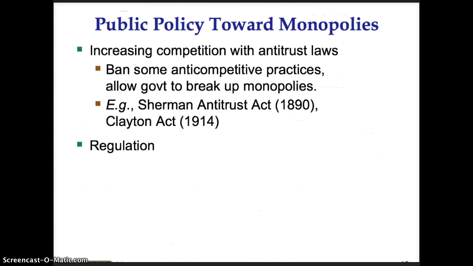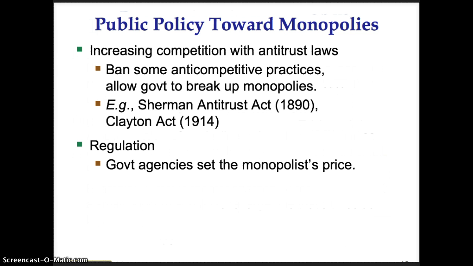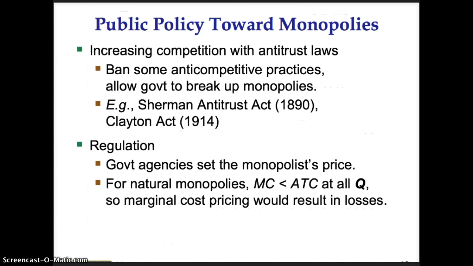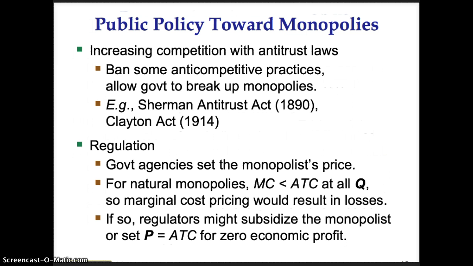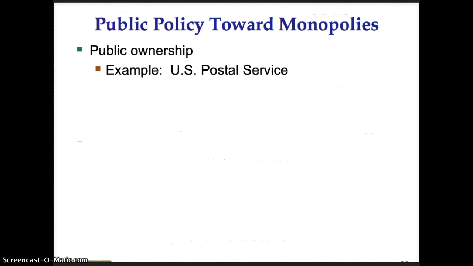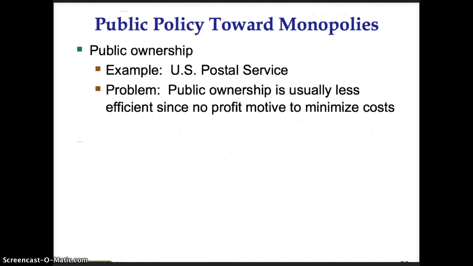The government can also regulate monopolies by setting the price monopolists charge for their product. For natural monopolies, marginal cost is less than average total cost at all quantities, so marginal cost pricing would result in losses. Regulators might subsidize the monopoly for a set price equal to average total cost, so firms earn zero economic profit. The government might encourage public ownership, as they do with the United States Postal Service. The problem with public ownership is that it is usually less efficient since there is no profit motive to minimize costs.